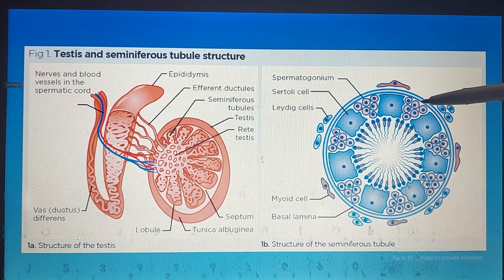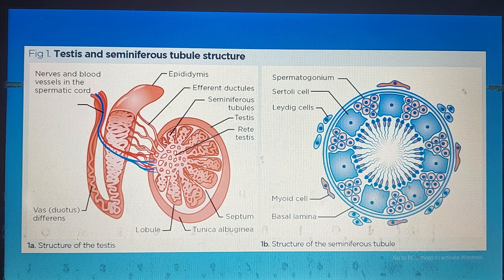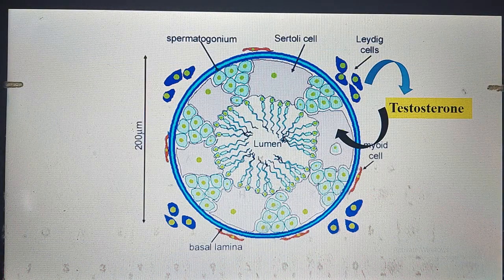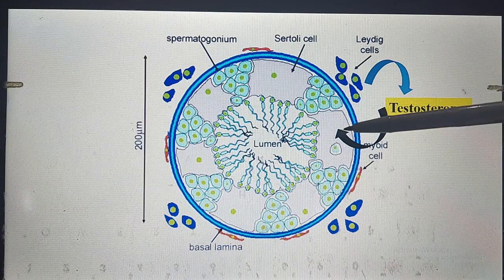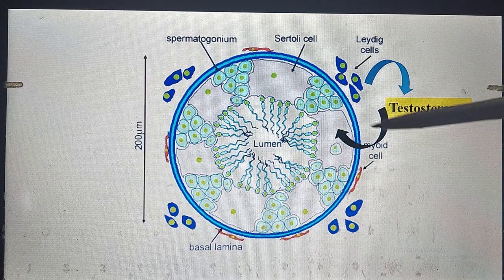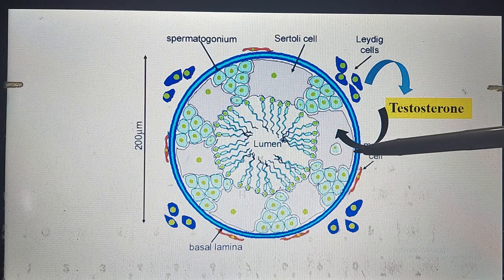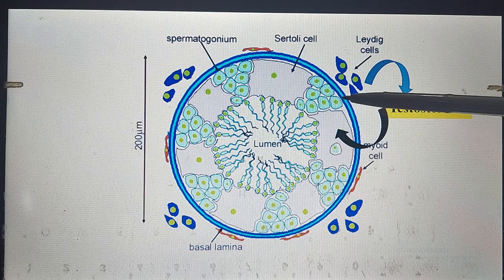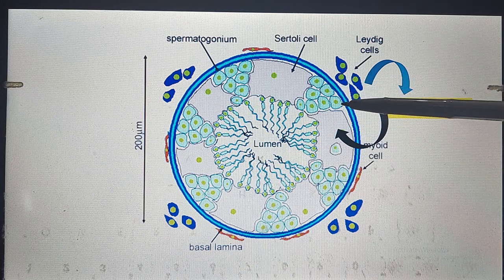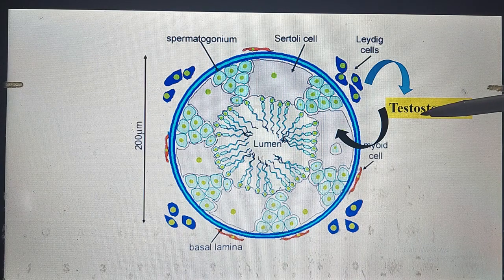But how does spermatogenesis occur here? Basically, these two types of cells, the Leydig cells and the Sertoli cells, are responsible for controlling spermatogenesis. The Leydig cells produce testosterone, and this testosterone, after being produced in the Leydig cells, moves towards the Sertoli cells in the seminiferous tubule. So this is the overall structure of the seminiferous tubule. On the outside, you can see the Leydig cells. Inside, along with the Sertoli cells, you can see the spermatogonia. So testosterone is produced here.